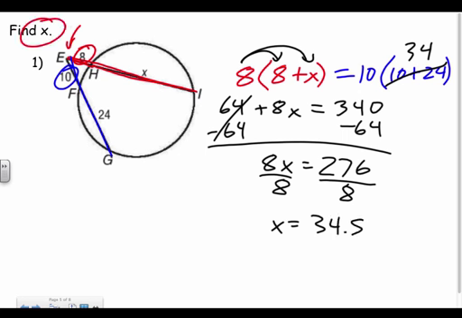And is that what it's asking for? Go back up top, it says find x. Good, we're good. So x equals 34.5. So just be careful on that setup. Intersection on the outside means outside piece times the whole.